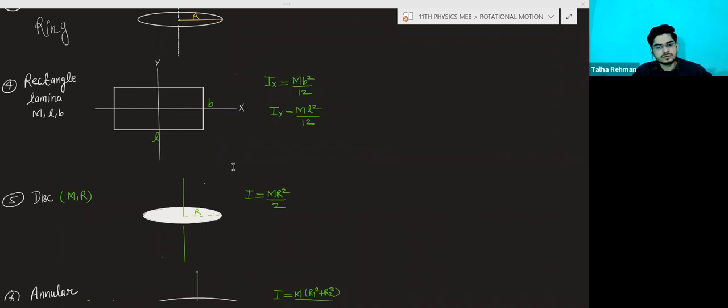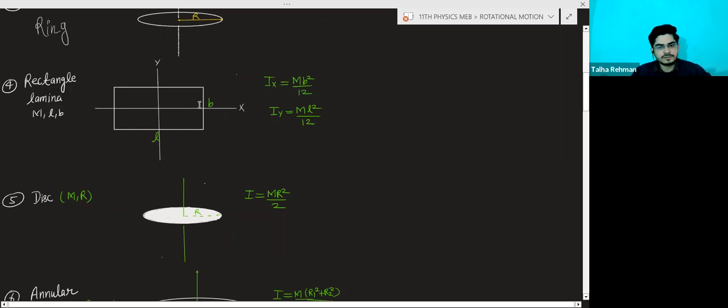And this is the disk. So write down. This rectangular lamina has mass m, length l, and width b, small b.